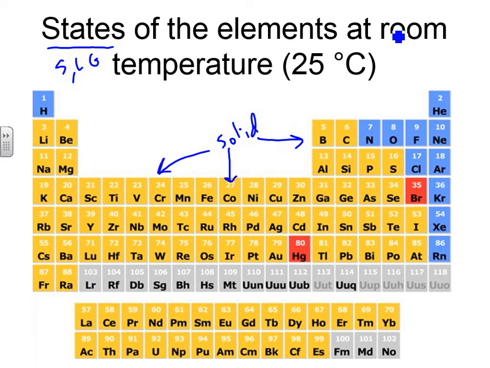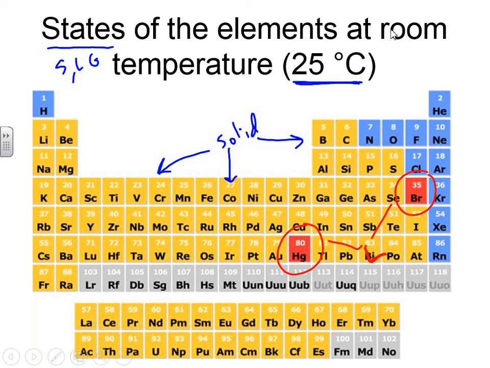Now, this is at room temperature. Obviously, if you heat them up, they'll melt, so you'll have more liquids, more gases. But we're discussing room temperature, which is 25 degrees Celsius. You'll also notice that there are 2 red elements. These 2 red elements are the famous liquids on the periodic table. They are element number 80, mercury, and 35, bromine. Both of these are liquids. That should be an L for liquid, and the rest of the elements are gases.